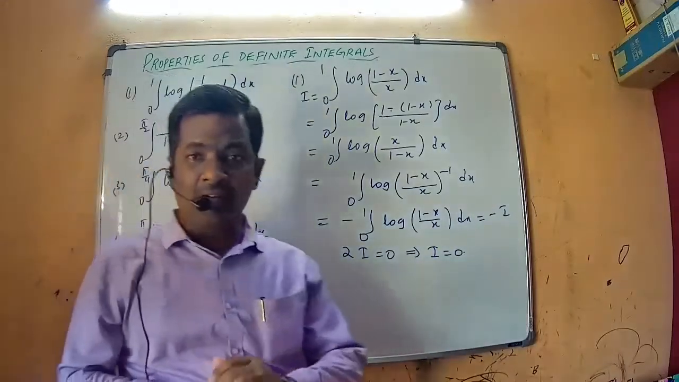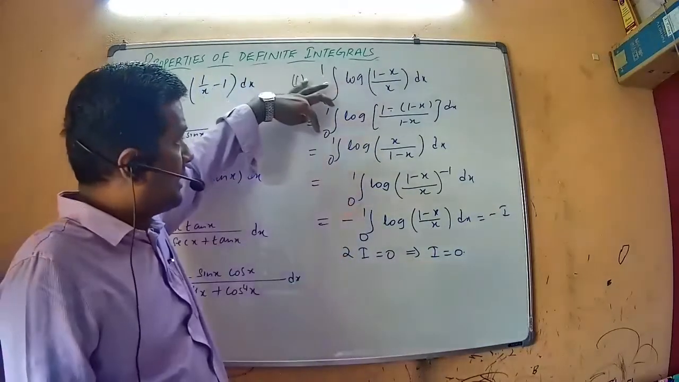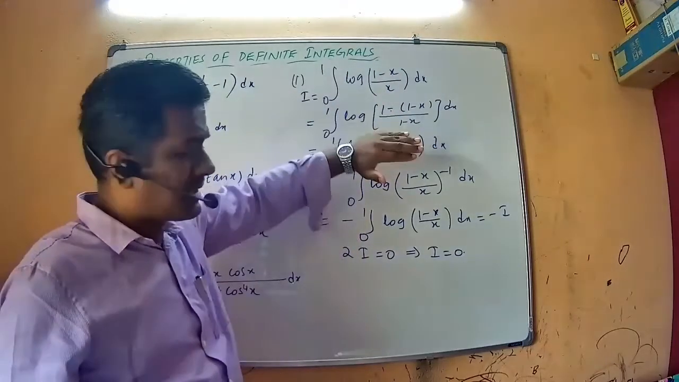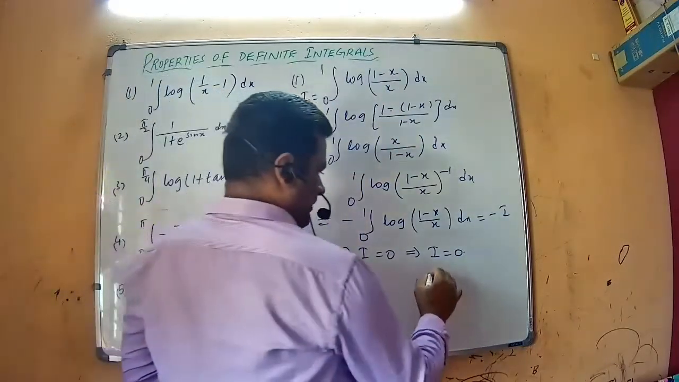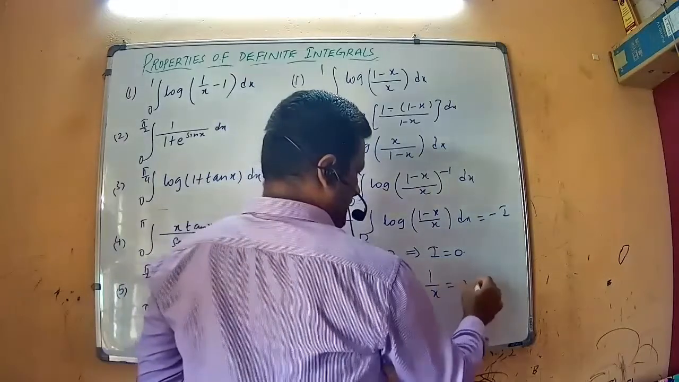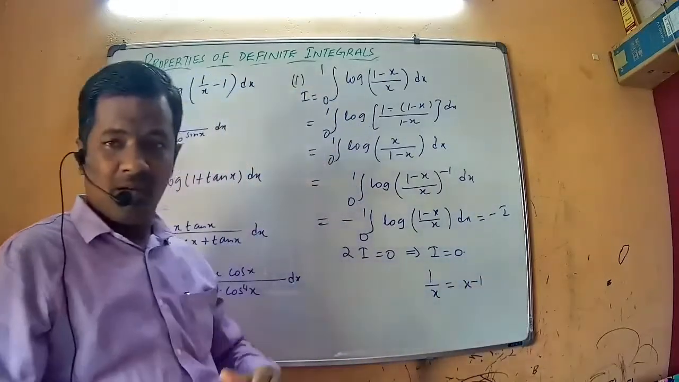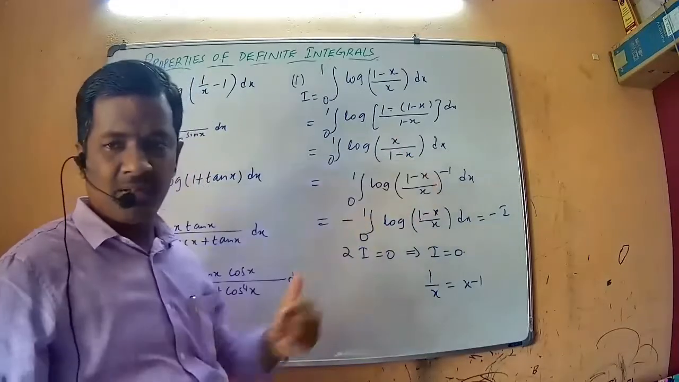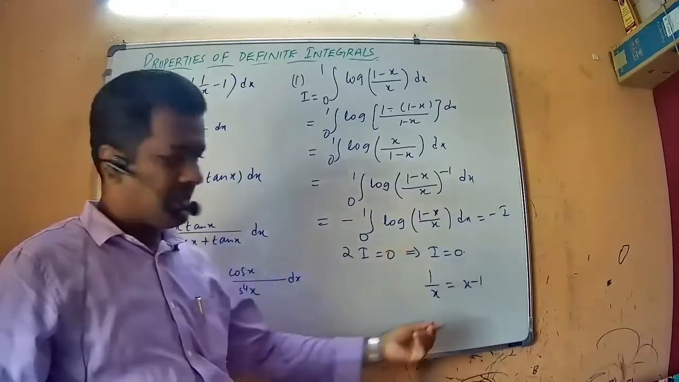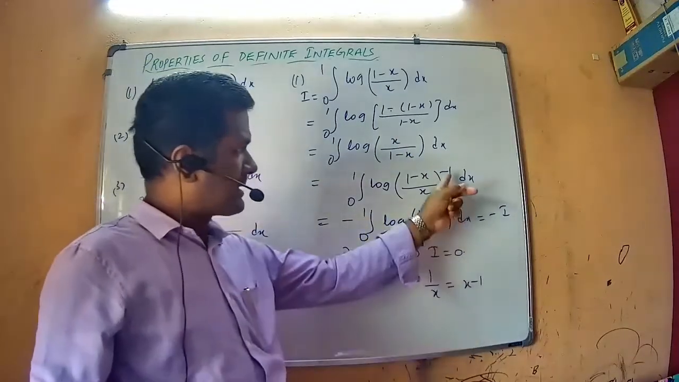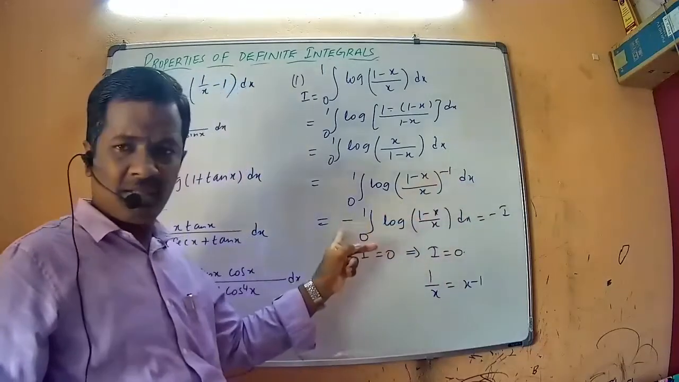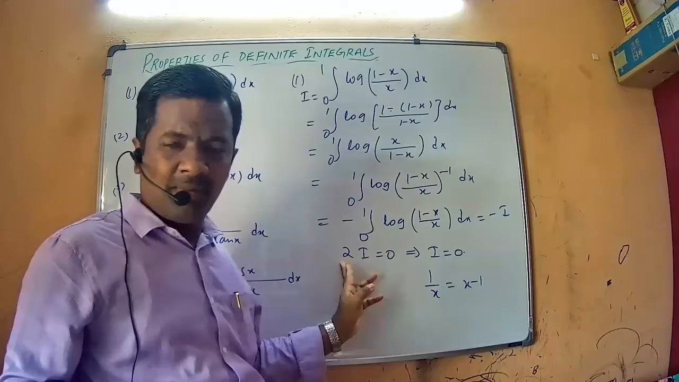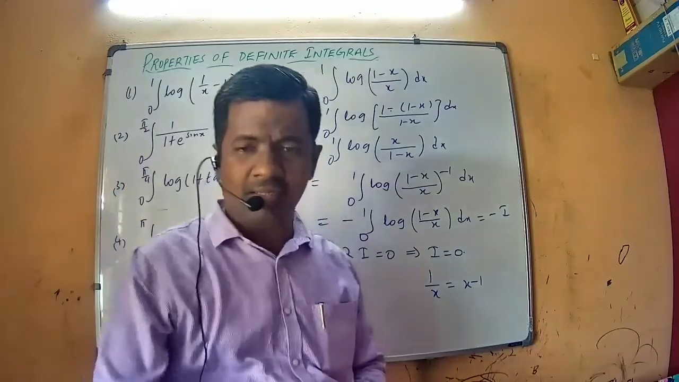So what we have done, we have applied the property: the lower limit is 0, so we apply upper limit minus x. Why have we reversed this one? We know that 1 by x is nothing but x power minus 1. That is why I took the reciprocal. In logarithms, the power can be written in front. So this became minus I. Finally, the value of the integral became 0.